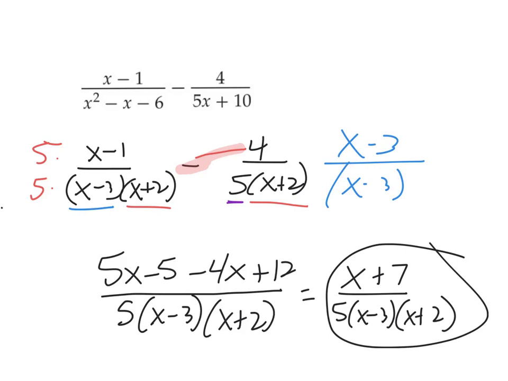Now sometimes you're going to be able to cancel. If this was a 2, x plus 2, if this is what it ended up being, I could cancel it with this x plus 2 and make it 1 over that. Okay, so watch for that. Sometimes you will be able to cancel afterwards.